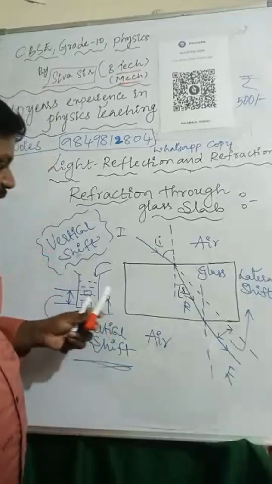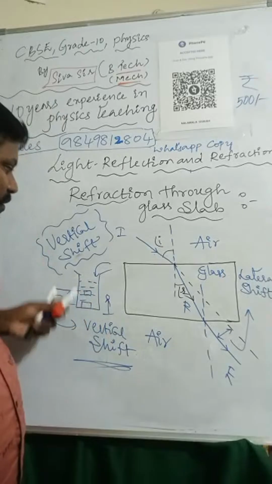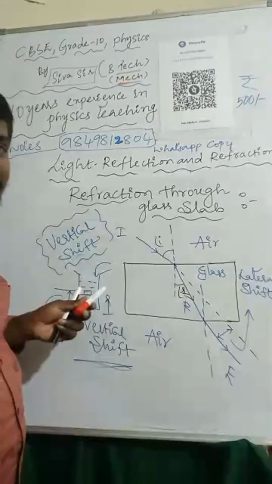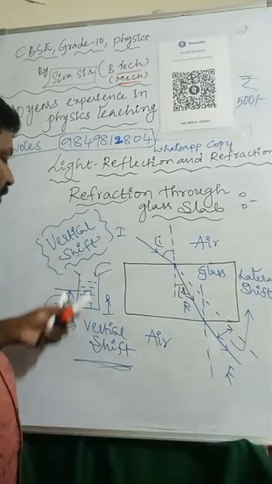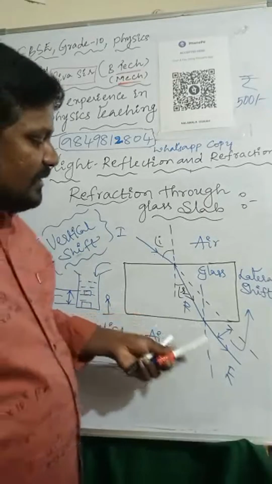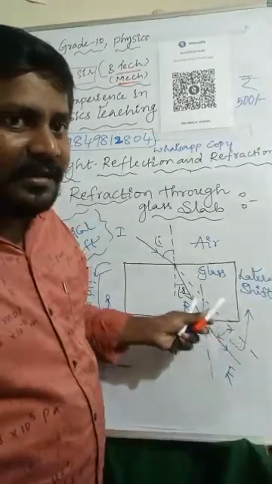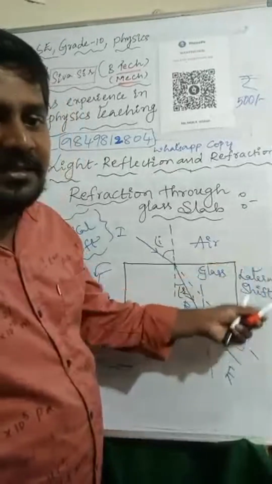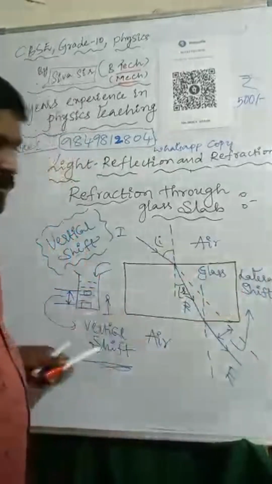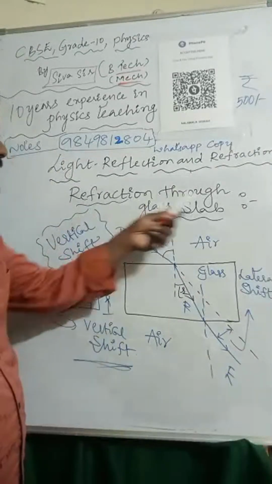The distance between the actual position and the apparent position of the coin or object is called vertical shift. The distance between the emergent ray and the extended incident ray, or the initial direction of the incident ray, is called lateral shift. Just check once.